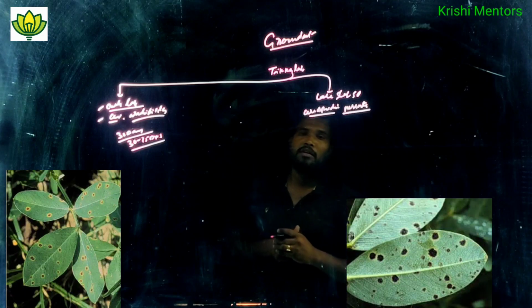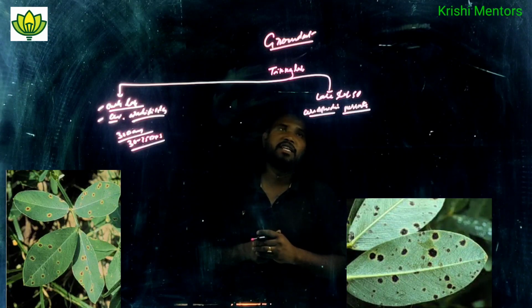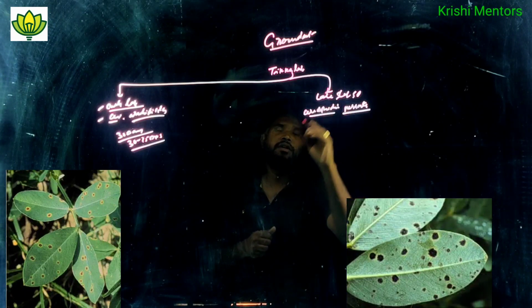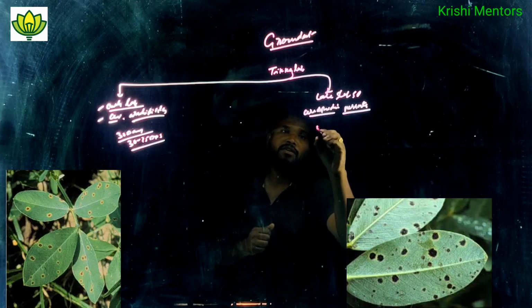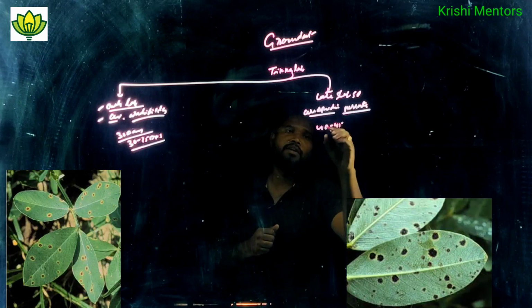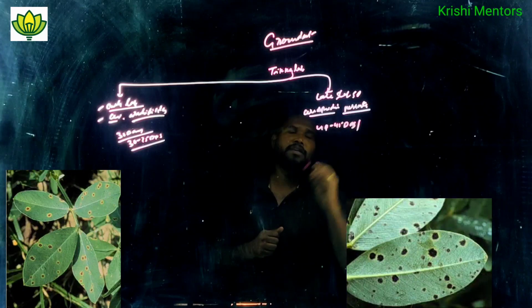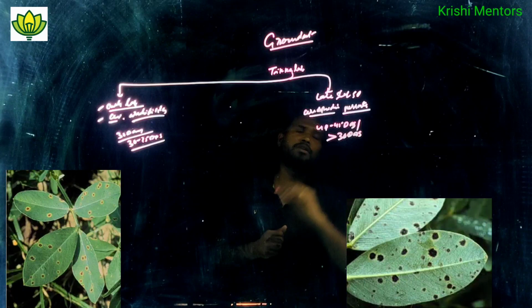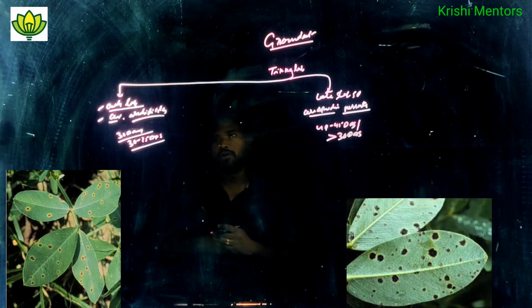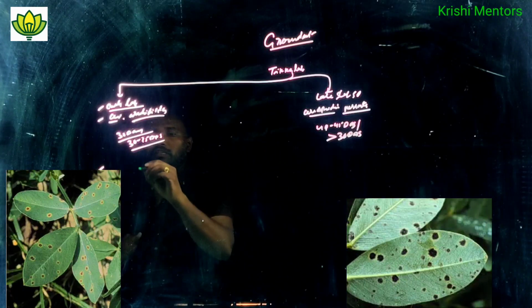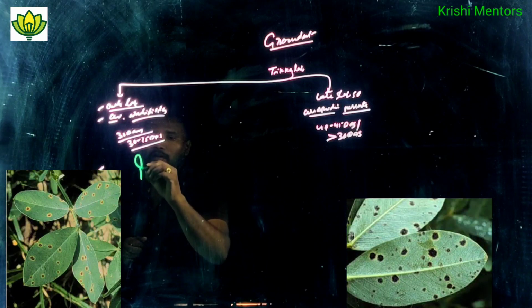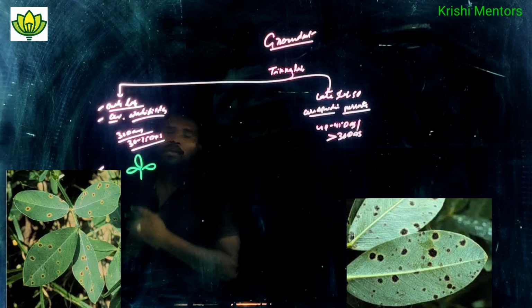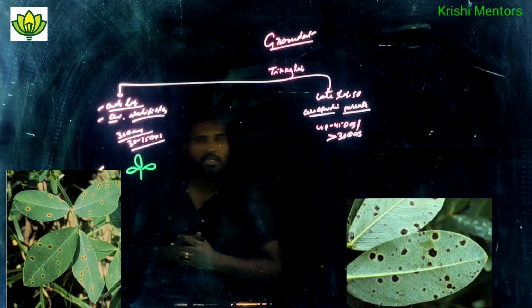But in case of late leaf spot, it first appears 40 to 45 days after sowing, in some books after 30 days after sowing. You have to remember this from an exam point of view. So what are the symptoms? Generally the symptoms appear on the upper surface of the leaf.